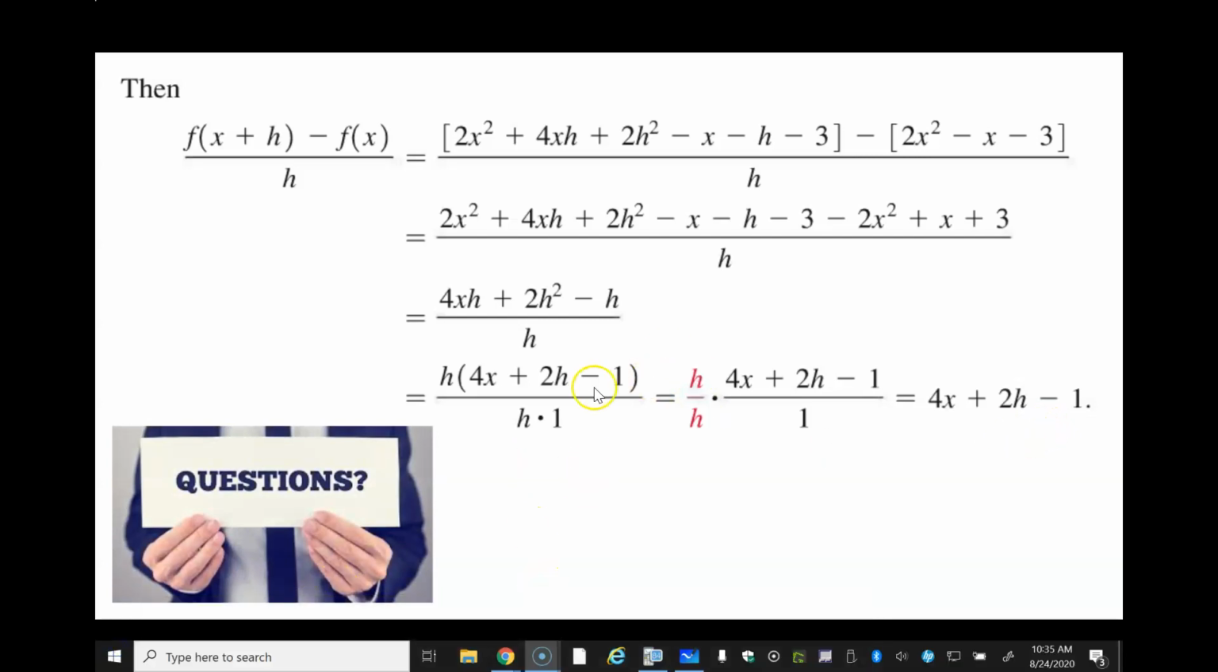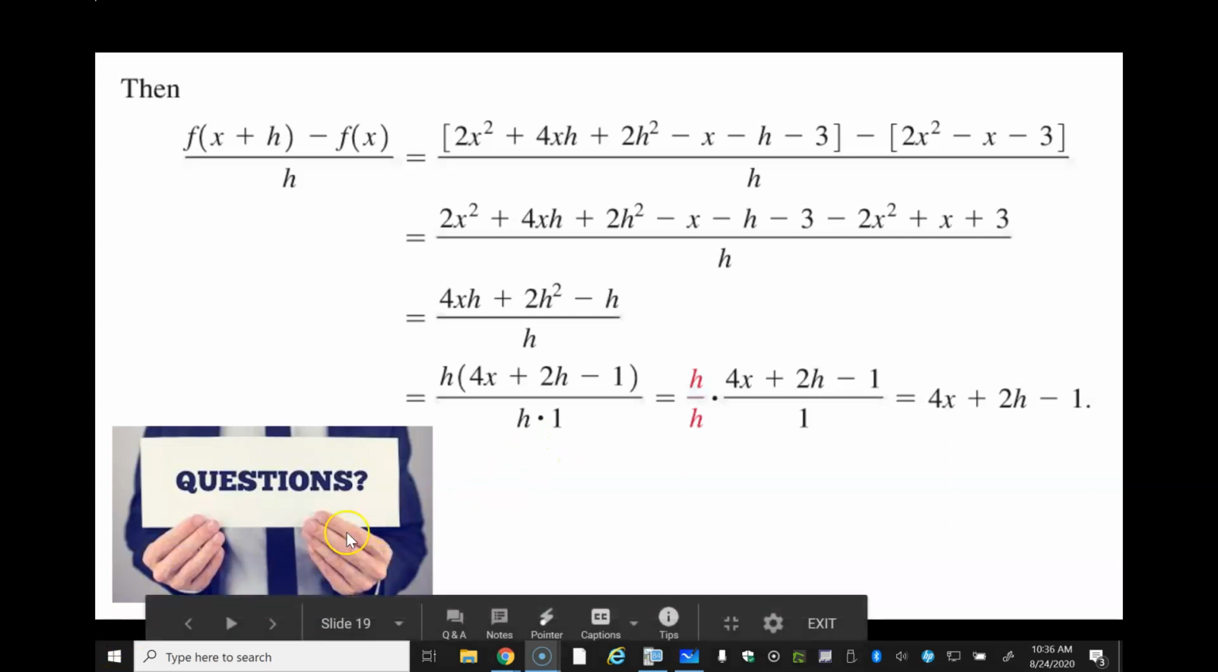This will conclude section 2.2. If you have any concerns, for the remaining part of class, we can go over any questions that you might have for this section.